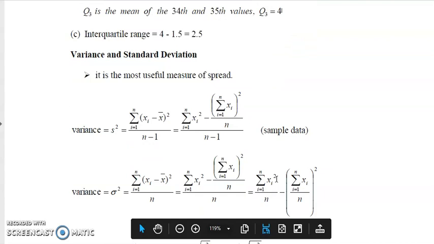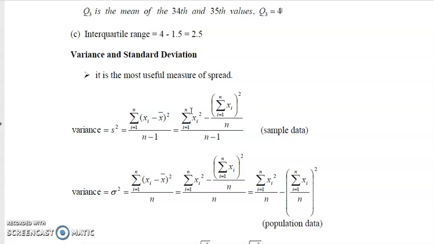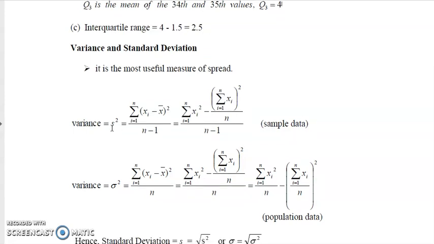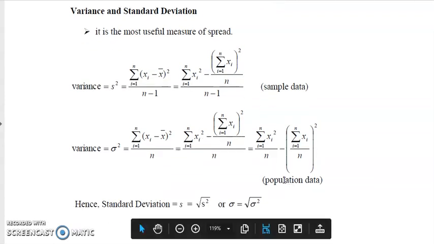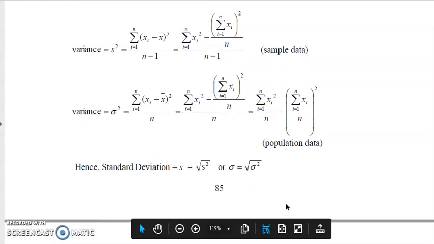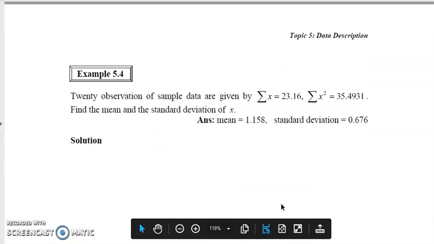Don't worry, you just need to follow the formula that we have here. If we look here, we have a variance for sample data and a variance for population data. To find the standard deviation, we just need to take the square root of the variance, okay, the square root of the variance, so you'll have your standard deviation. Let's see example 5.4, the question given to you.